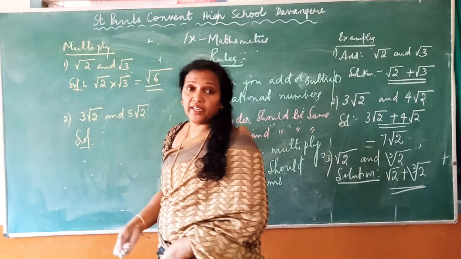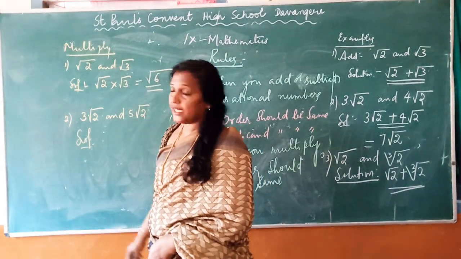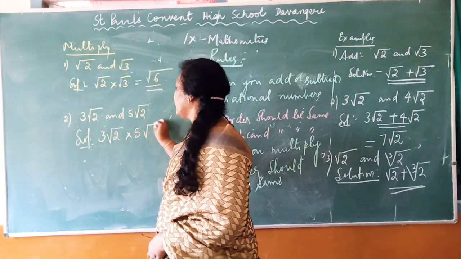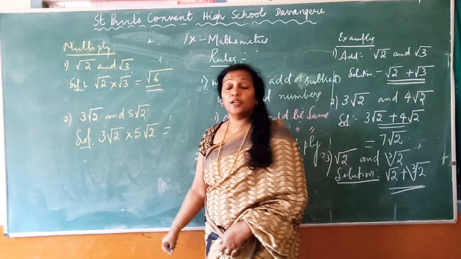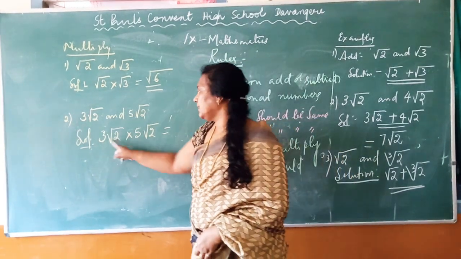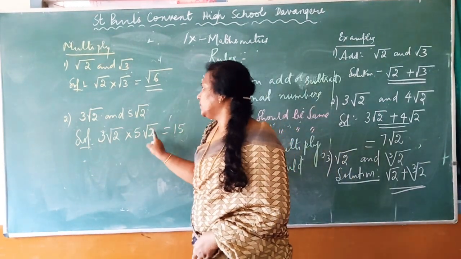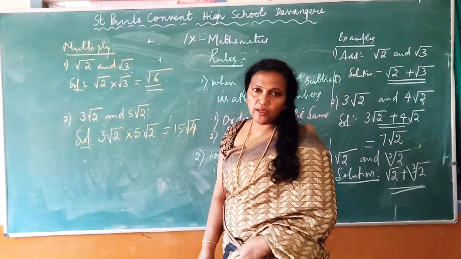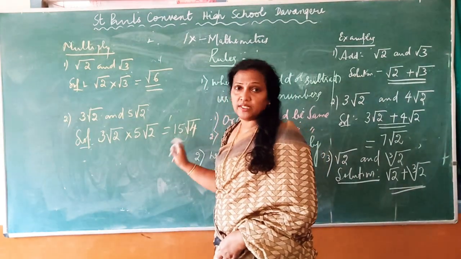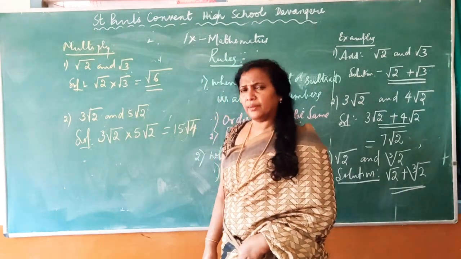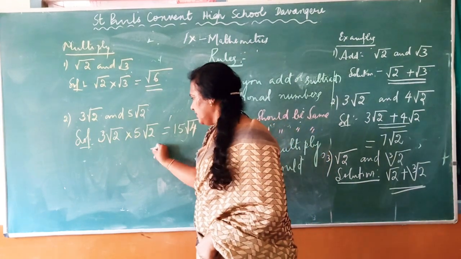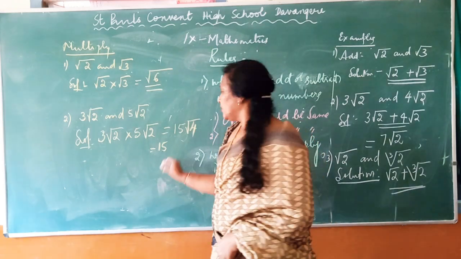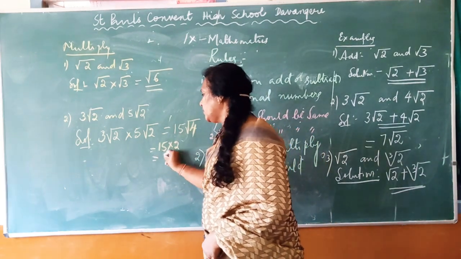Now you become more perfect by doing many examples of exercises like this. 3 root 2 into 5 root 2. We have to multiply the coefficients first. 3 fives are 15. 2 into 2, how much is it? 4. Over. Now one more step we can do for this problem. But tell me now, for root 4 there is a value. What's that value? It is 2 into 2 is equal to how much?